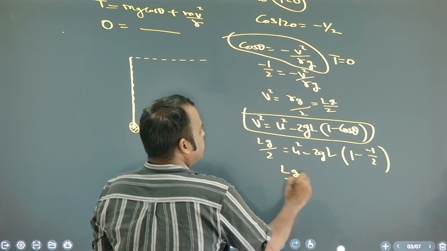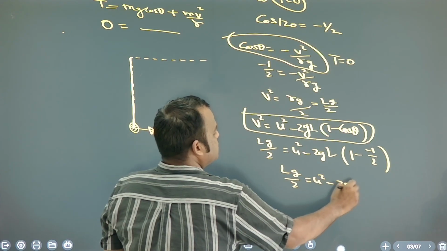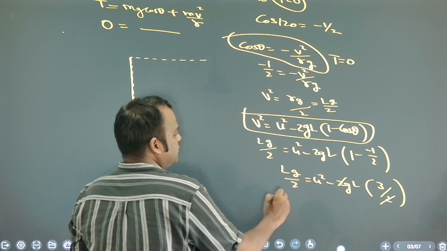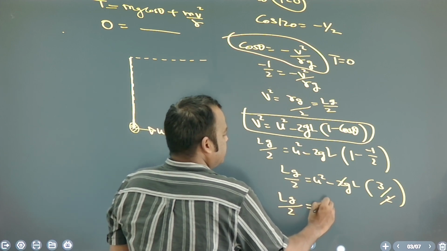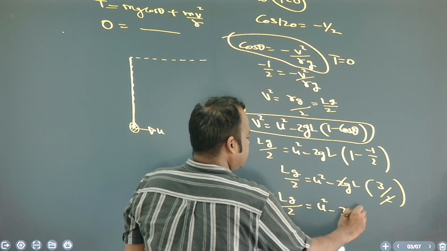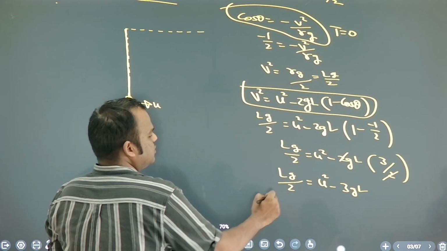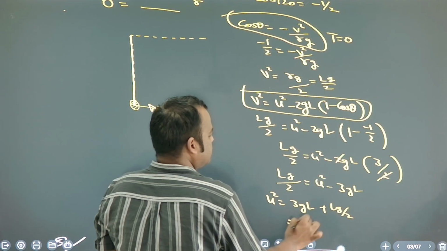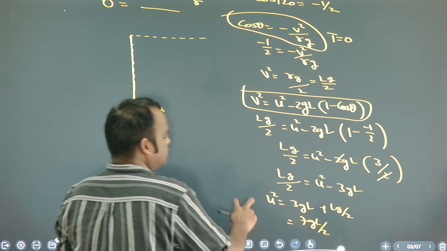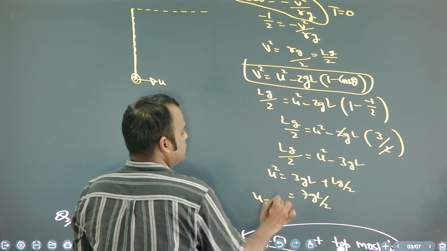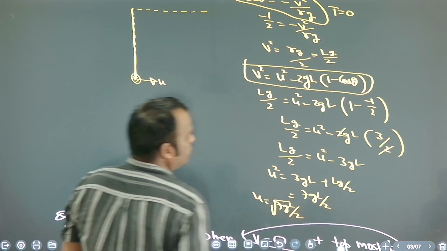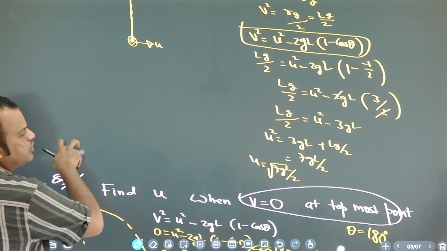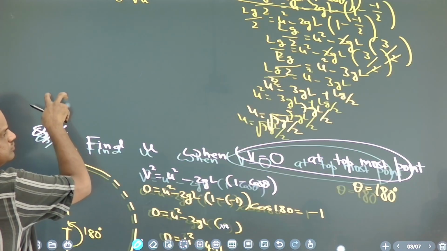So Lg by 2 is equal to u square minus 2gl into 3 by 2. Correct, good. 3 by 2, 2 to cancel. Lg by 2 is u square minus 3gl. So u square is equal to 3gl plus Lg by 2. So 7gl by 2. Okay, square root of 7gl by 2. Okay, good. Okay, done. Change the answer. Square root of 7gl by 2.